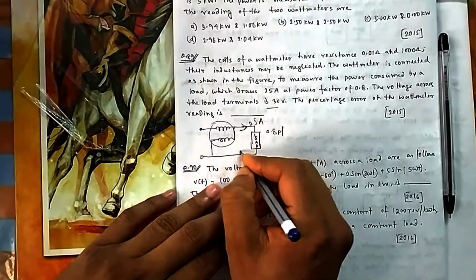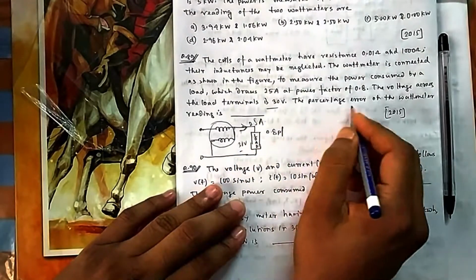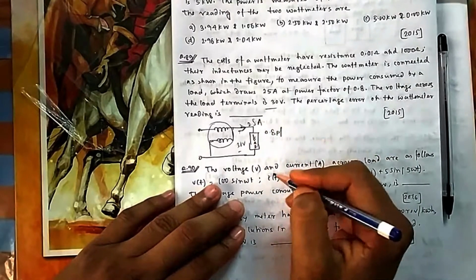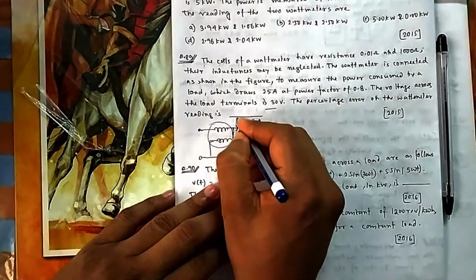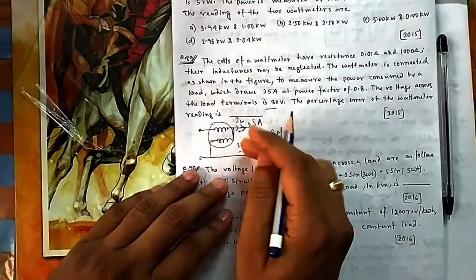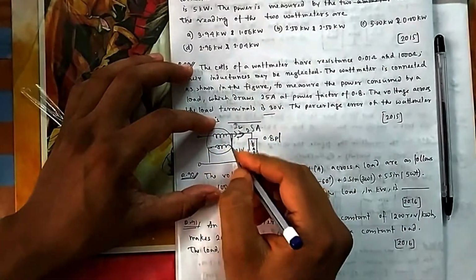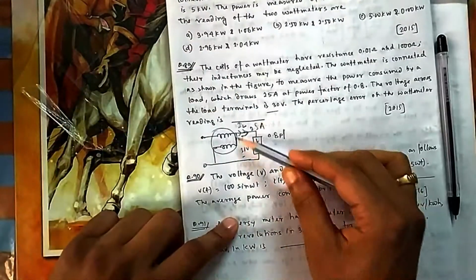So this voltage is 30 volt. Okay, the percentage error in the wattmeter reading. So why is error there? Because the current that you are taking, IL, the voltage it is measuring is 30, because the voltage coil is connected across this, so it will be measuring 30 volt.